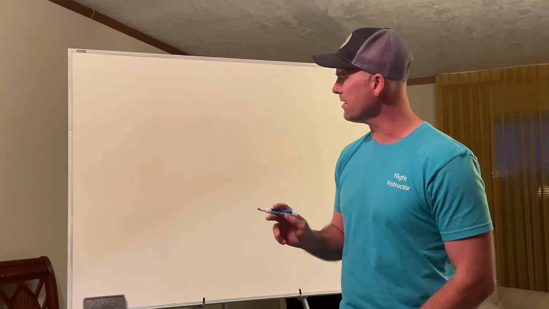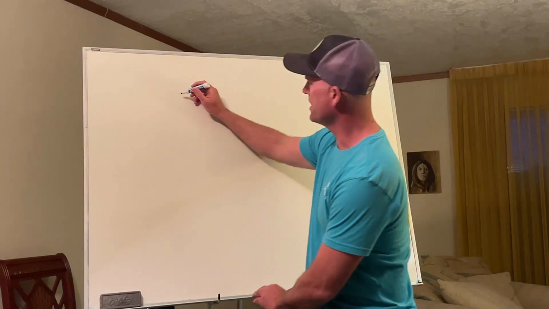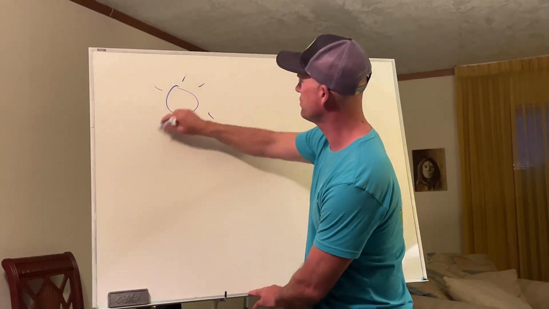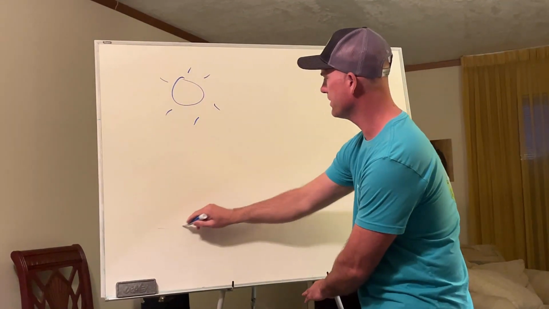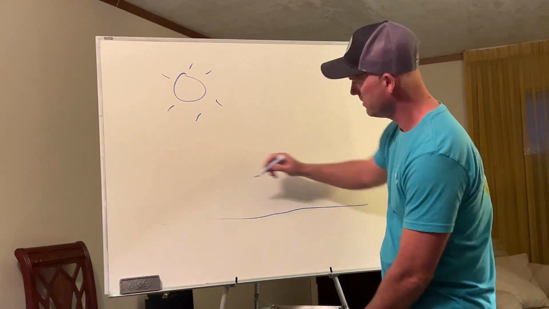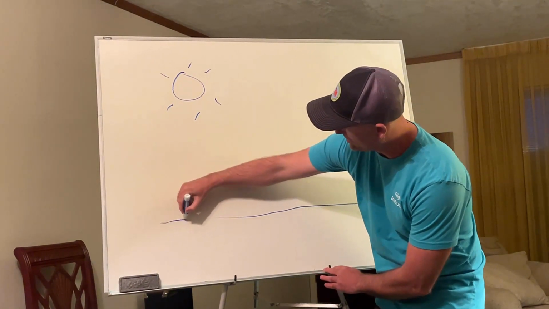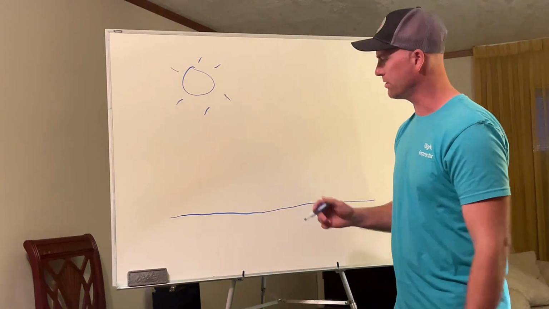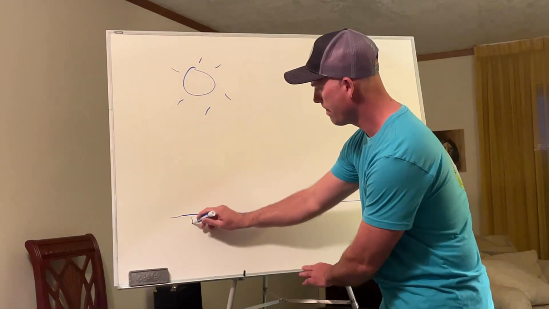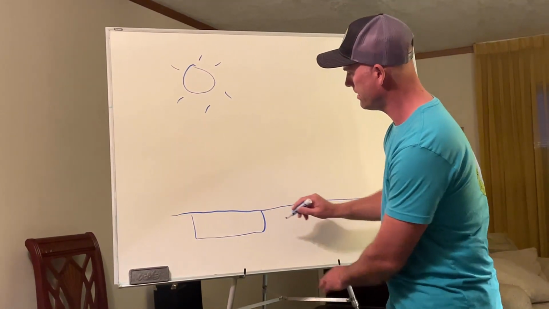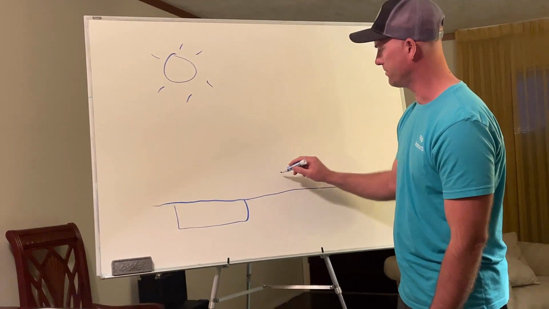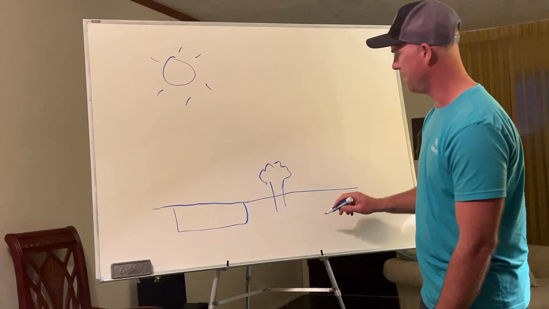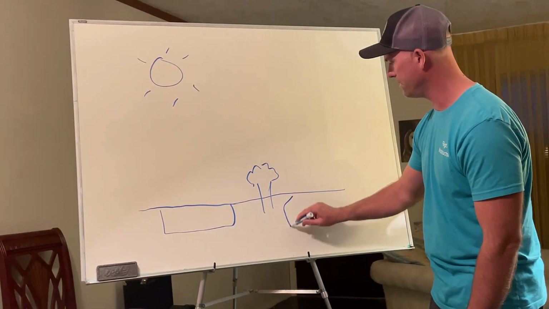So, thermals are generated from the sun hitting the surface at uneven rates. Let's say right here we've got a parking lot. We've got maybe some trees or something, and then we have a grassy field.